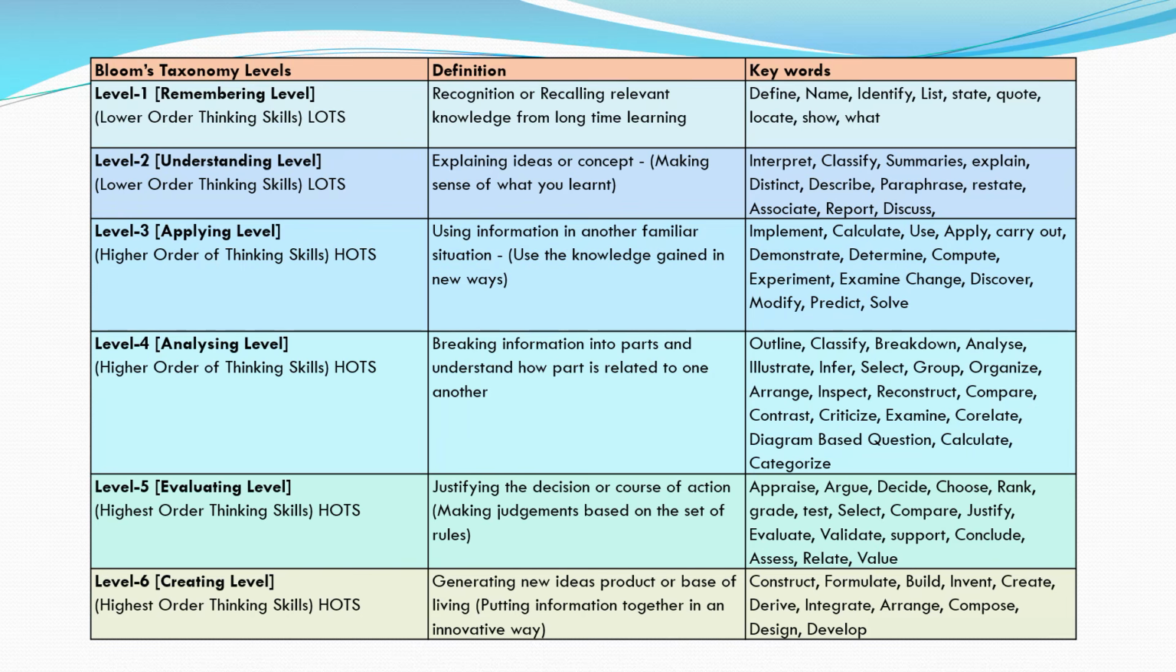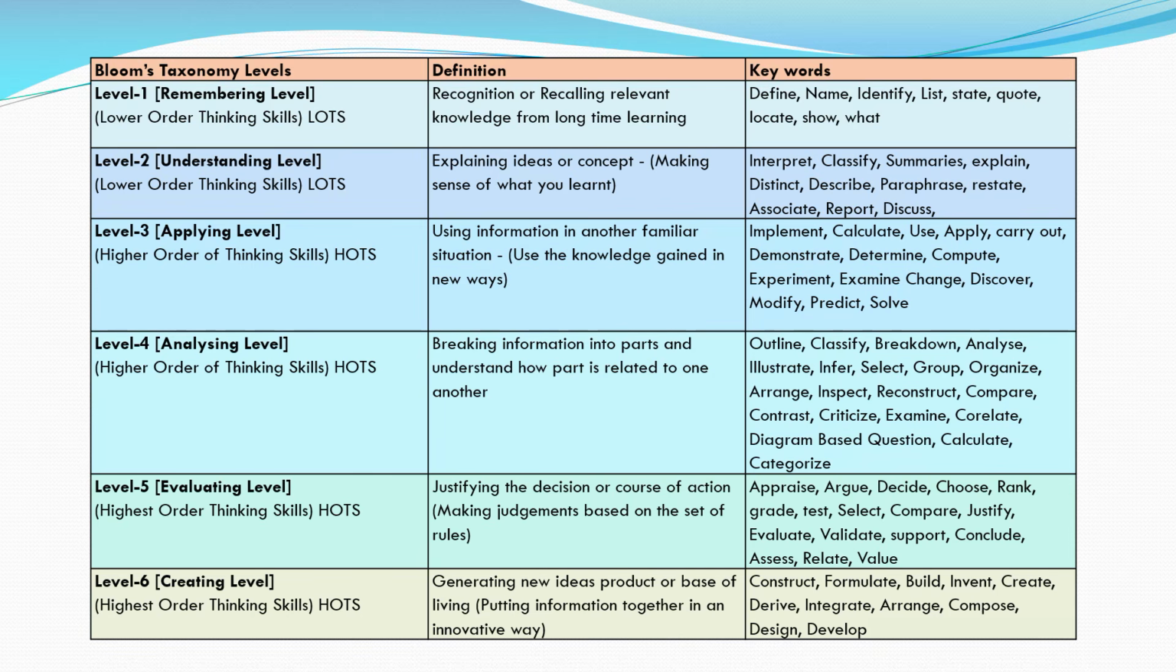It is the highest order thinking skill. Evaluating level: justify the decision or course of action, making judgments based on a set of rules, where we can use different kinds of keywords: appraise, argue, decide, choose, rank, grade, test, select, compare, justify, evaluate, validate, support, conclude, assess, relate, value. Level 6 is the creating level.